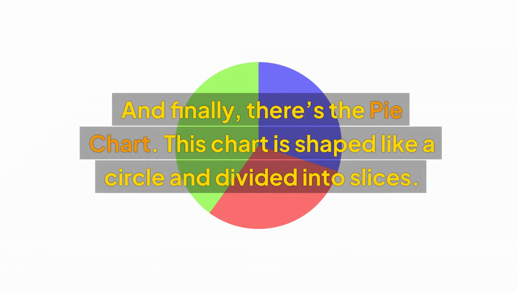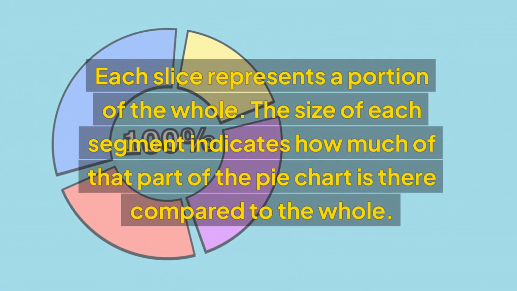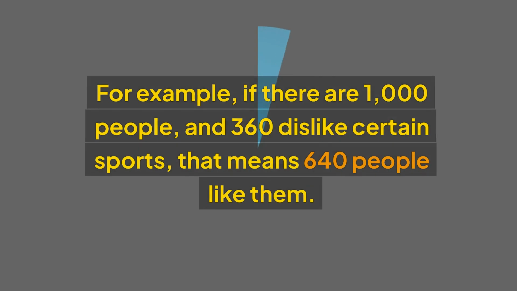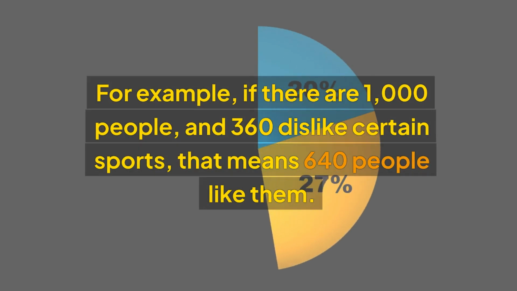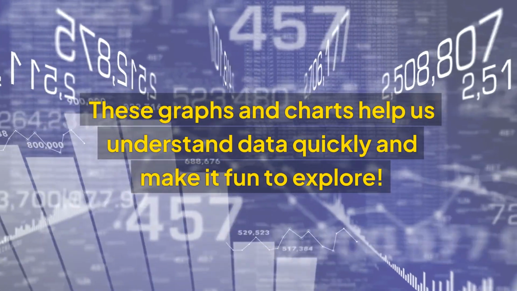And finally, there's the pie chart. This chart is shaped like a circle and divided into slices. Each slice represents a portion of the whole. The size of each segment indicates how much of that part of the pie chart is there compared to the whole. For example, if there are 1,000 people and 360 dislike certain sports, that means 640 people like them. These graphs and charts help us understand data quickly and make it fun to explore.